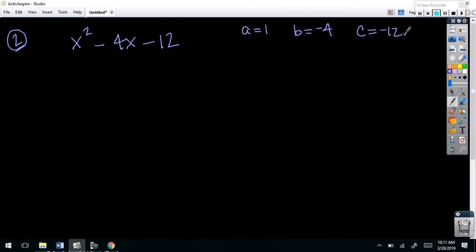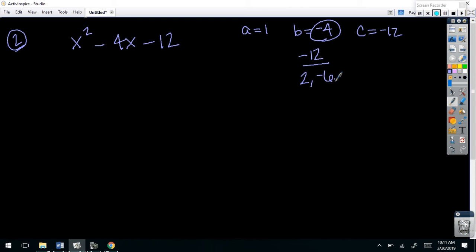All right. Multiply A and C together. -12. Here's where you have to be careful. It's got to multiply to -12, but add to what? -4. Now, what's the only way to get a negative number when you multiply? A negative and a positive. You got it? Yes.